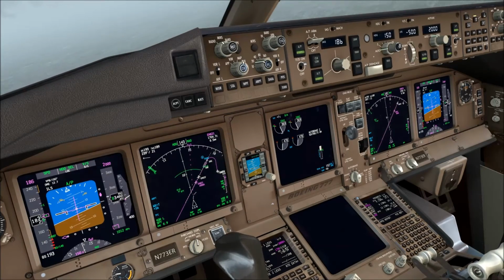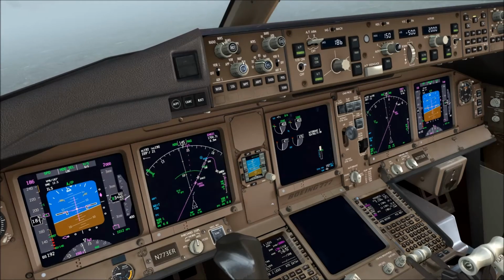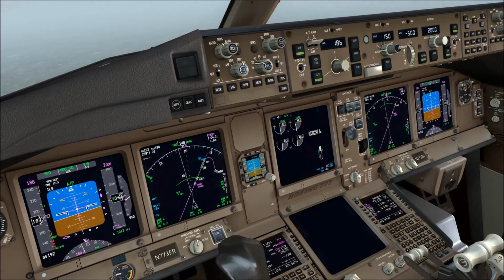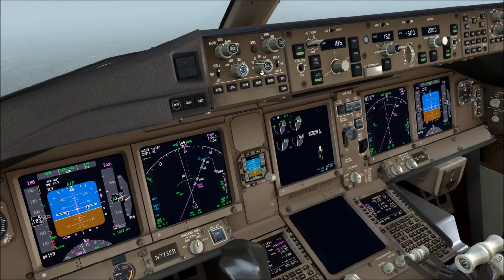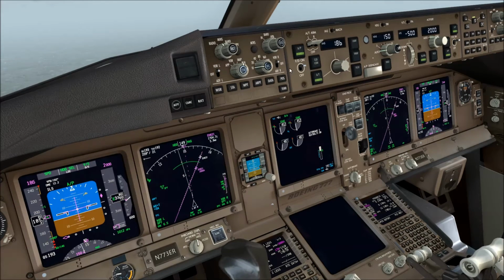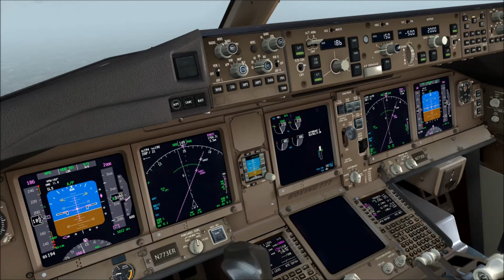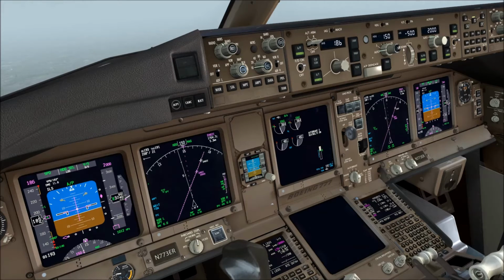So we are now on intercept heading to the localizer runway 18 right, and we have identified the ILS ident Victor Papa Bravo, and we have localizer and glide slope armed on the FMA. So basically at this stage we are just waiting to intercept the localizer and capture the glide slope.